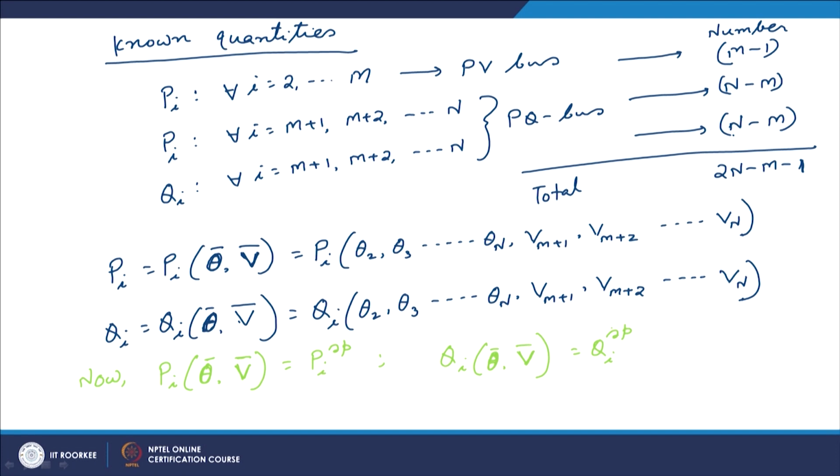For example, let us say bus 5 is a load bus, and at that bus there is 100 megawatt real load and 50 MVAr reactive load. If we take our base MVA to be 100 MVA, then P5 specified would be equal to minus 1 per unit, and Q5 specified would be equal to minus 0.5 per unit. So, these quantities would be known. Now, these are my equations.